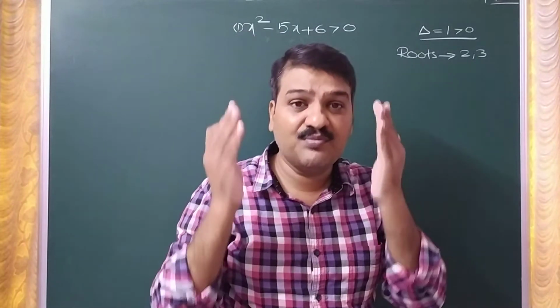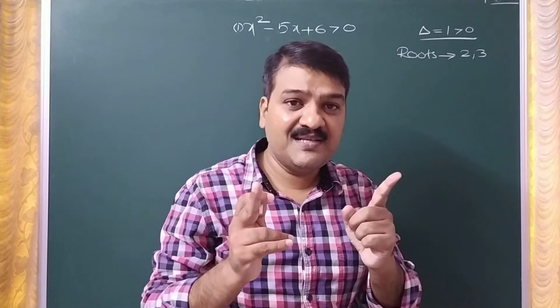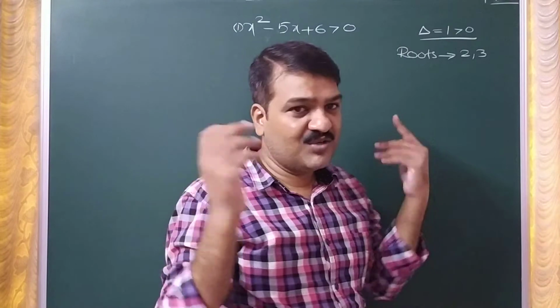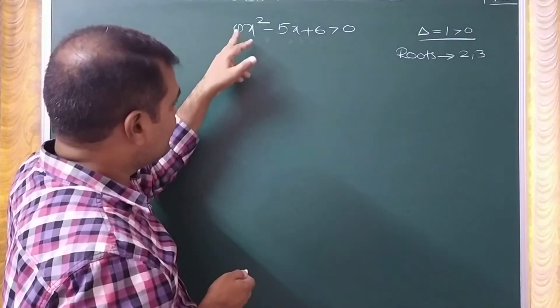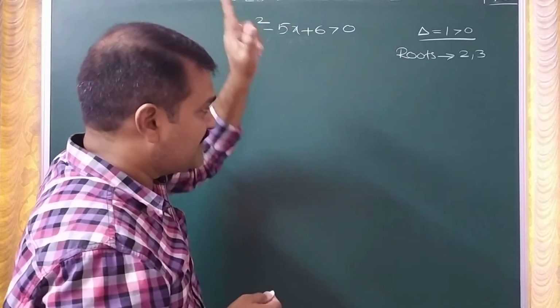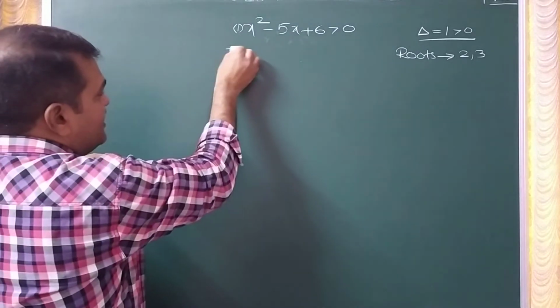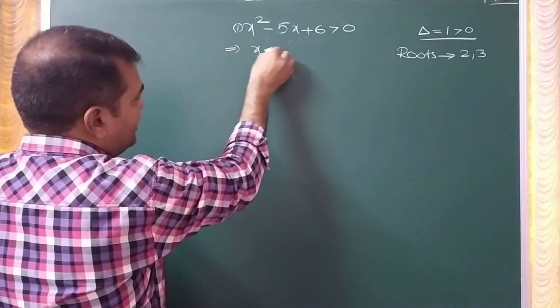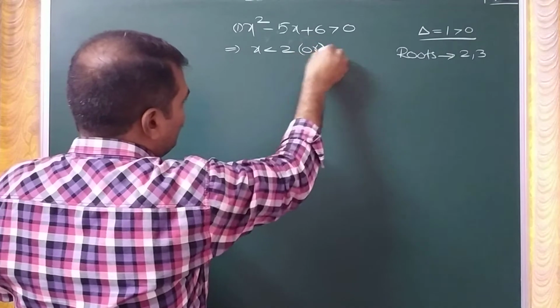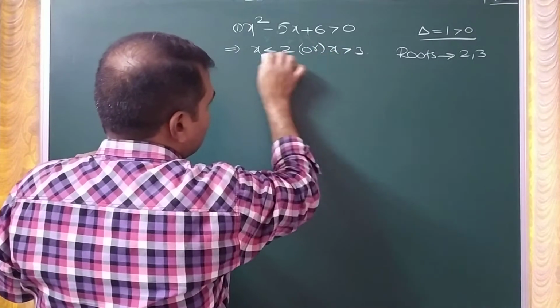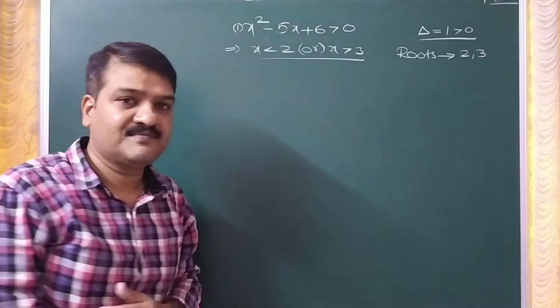This happens when x does not lie between the roots. We know this very well. So since the coefficient of x squared and the expression have the same signs, we should take x not lying between the roots. So this is our solution.